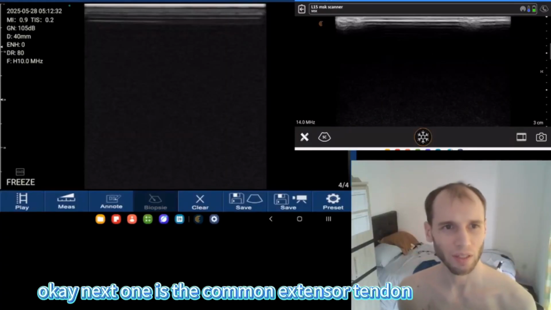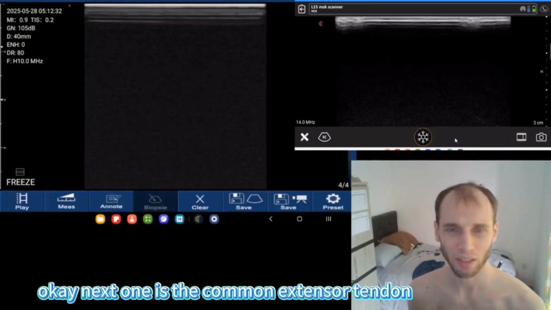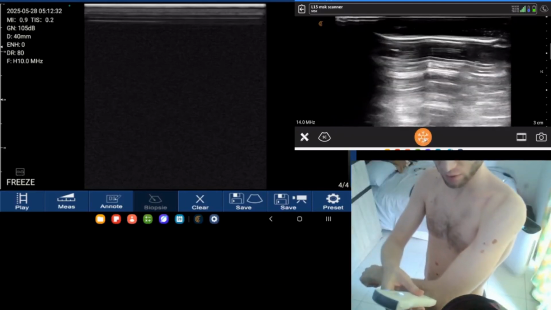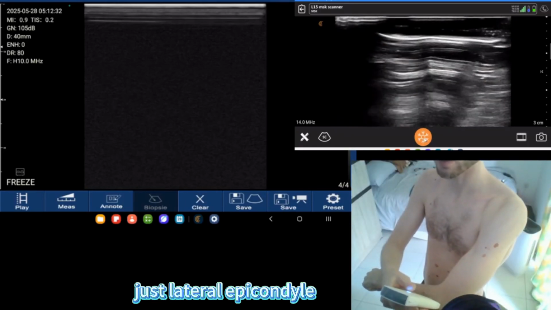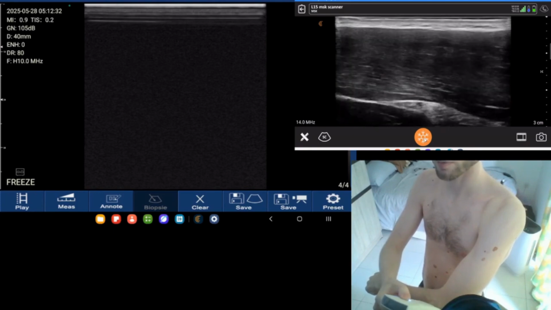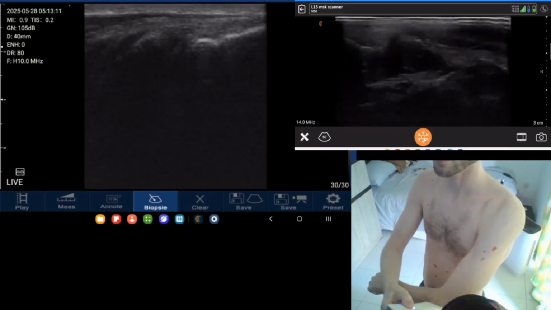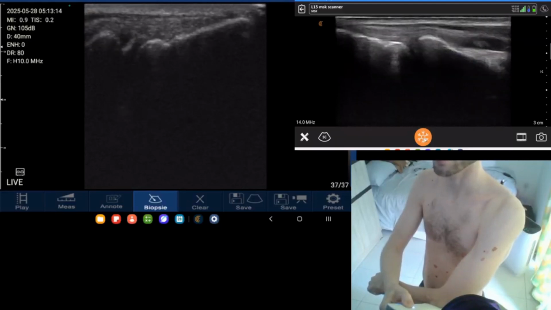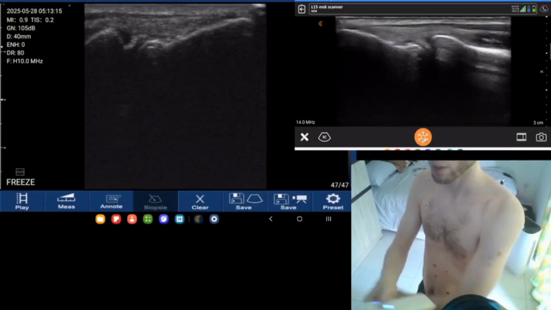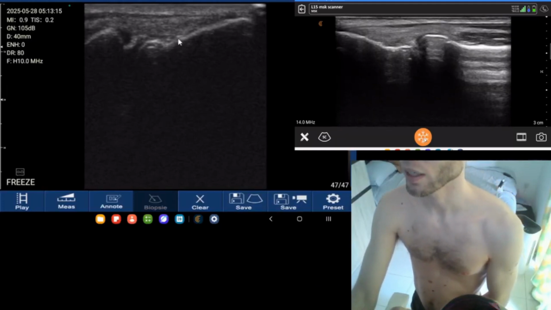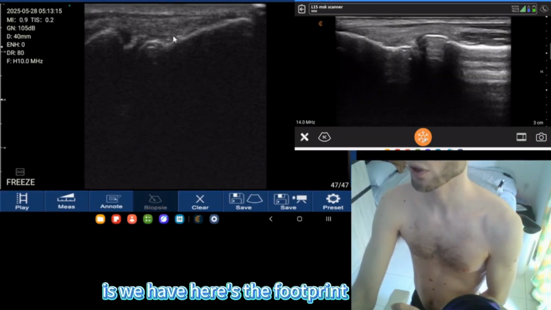Okay, next one is the common extensor tendon. This is what you'd look at for tennis elbow, just the lateral epicondyle. You come across, and there you are. So what we're looking at here, if I can bring my cursor over, is the footprint.